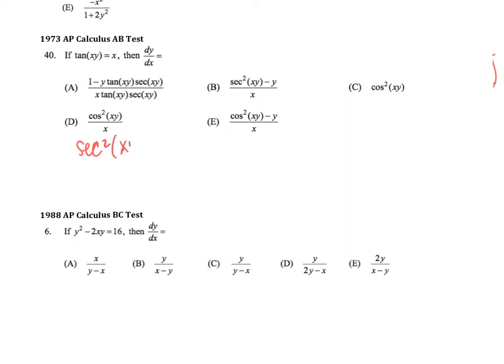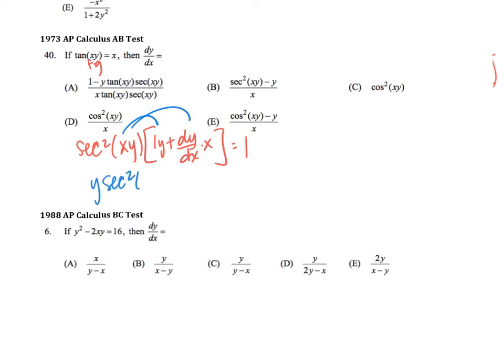We've got to say secant squared of my angle times the derivative of my angle, and again I've got product rule. So I'd be left with 1y and dy dx times x. The derivative of x is 1. And they want dy dx by itself. So again, I'm going to go ahead and distribute this through. So I've got y times secant squared of xy plus x secant squared of xy dy dx equals 1.